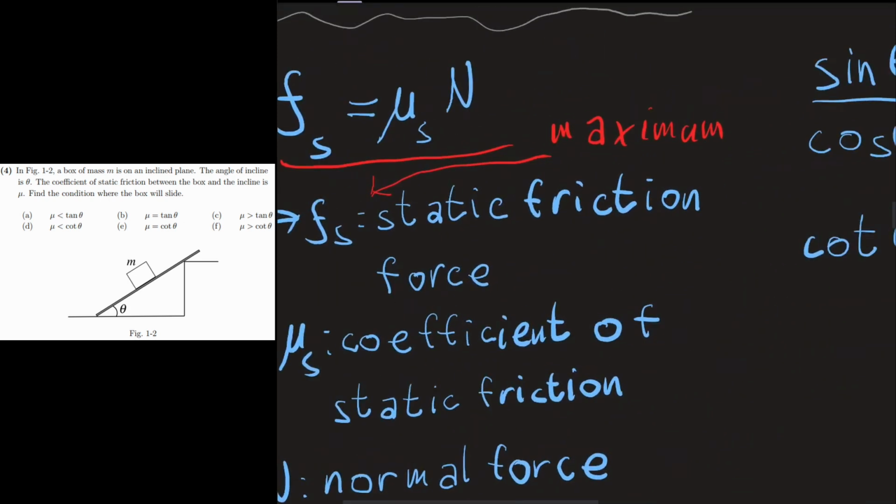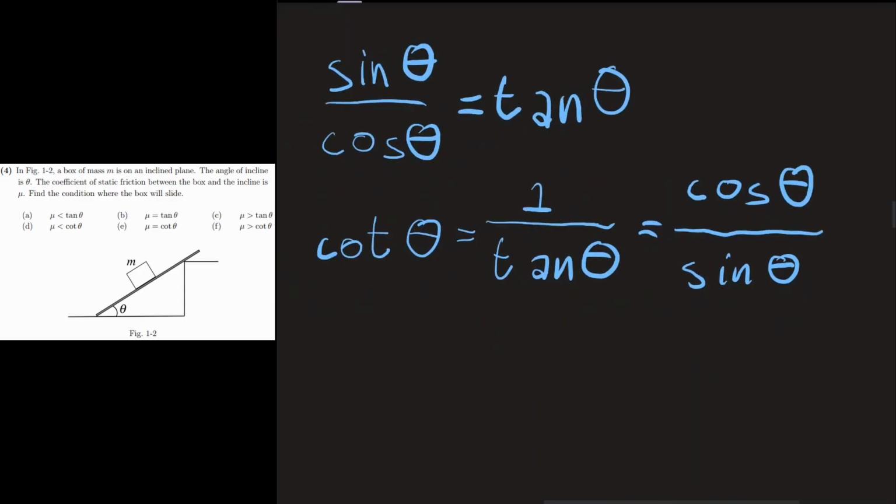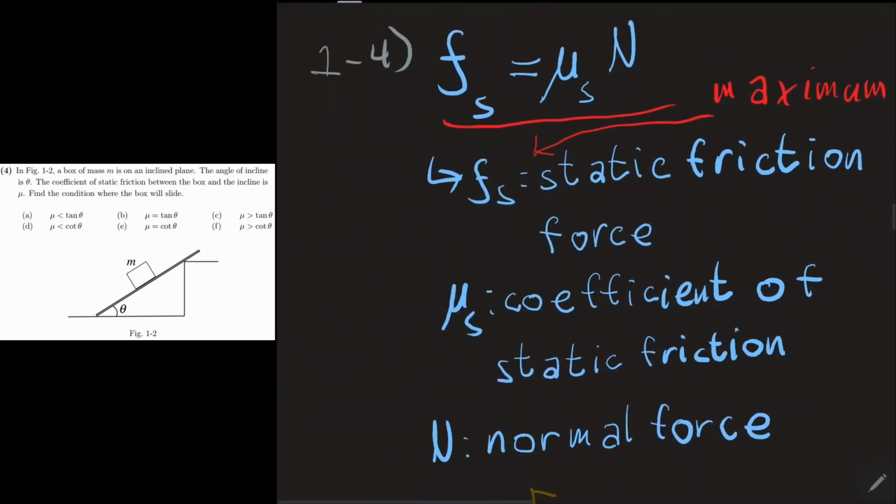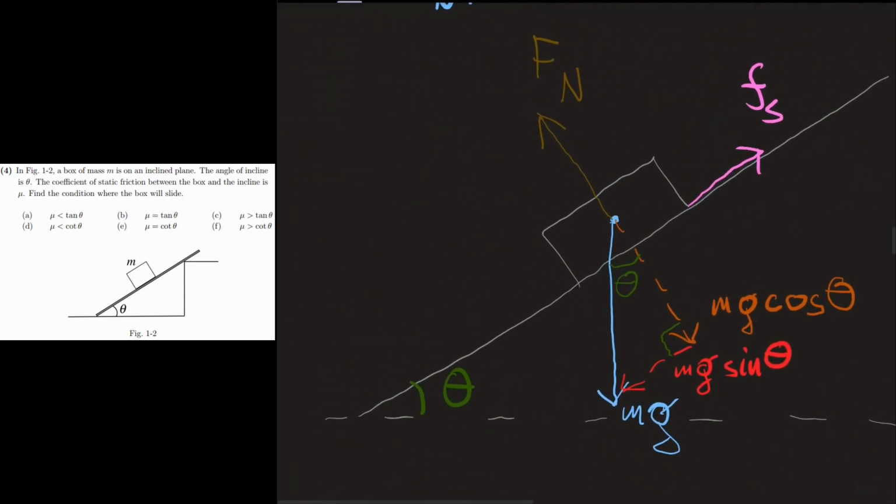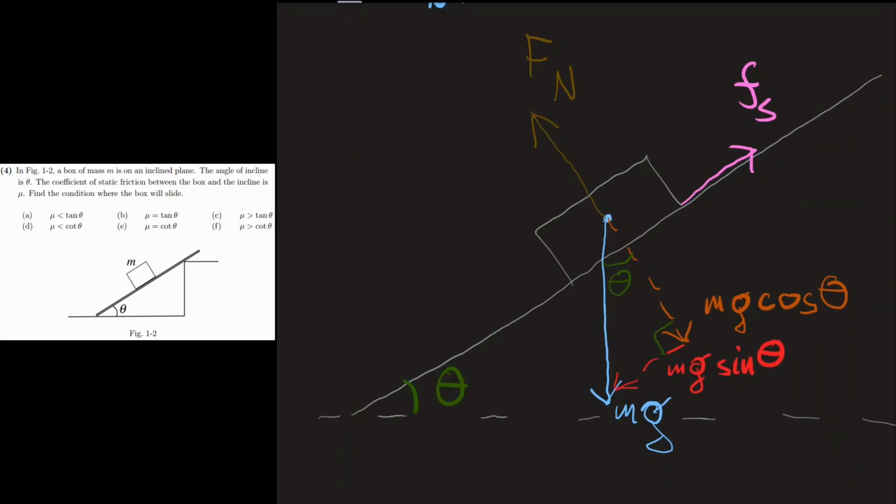And in case you forgot from trigonometry, sine of theta divided by cosine of theta is just tangent of theta, and the cotangent of theta is the reciprocal of tangent of theta, which is the same as cosine of theta divided by sine of theta. So now with this, I would highly recommend drawing a force diagram, or of course, if you're writing the exam on paper, then you can just add the force lines to the diagram given in the question.